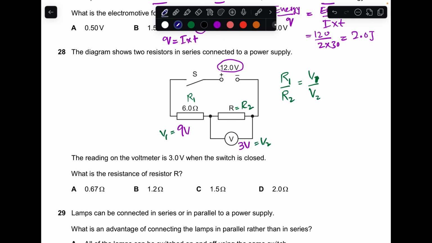Okay, we have to find R, that is R2. So R2 will be equal to R1 into V2 divided by V1. R1 is 6, V2 is 3, V1 is 9. So 18 by 9, that is equal to 2. So it's option D that is correct.